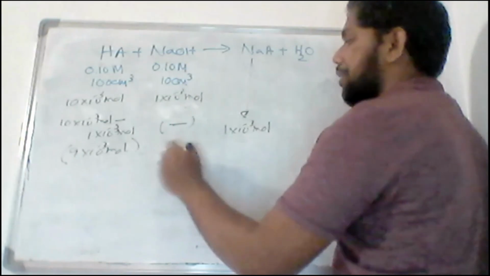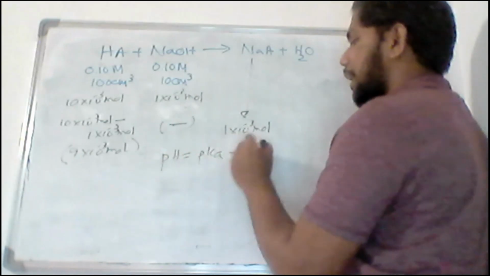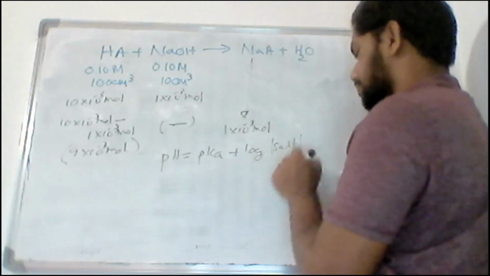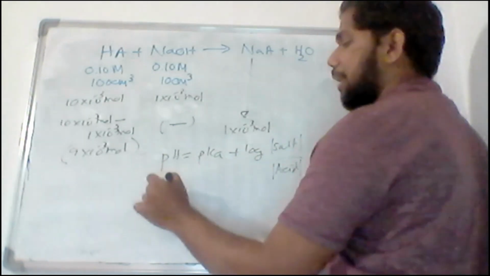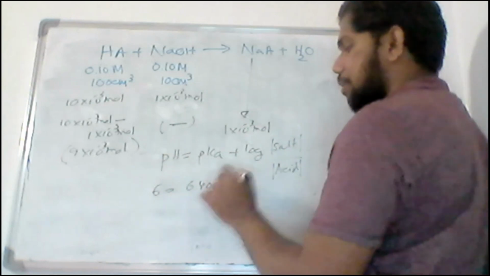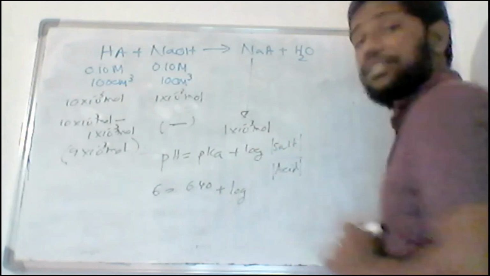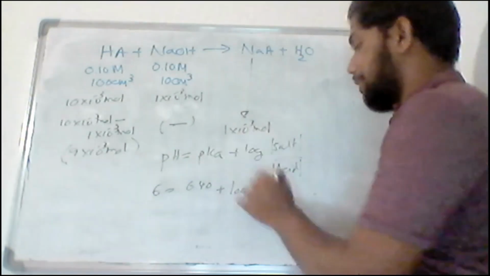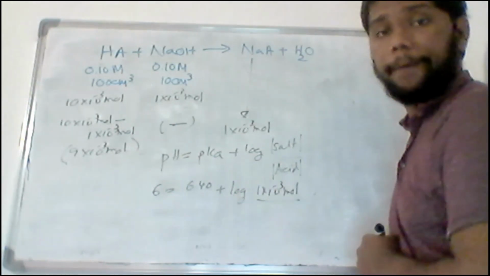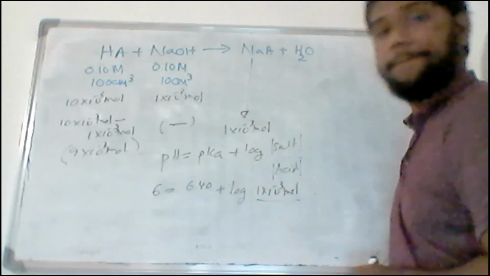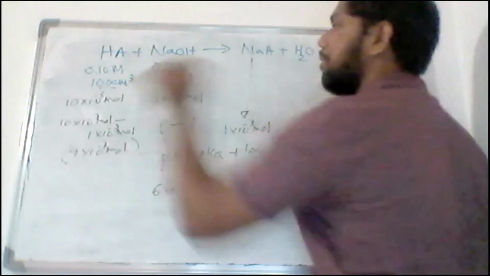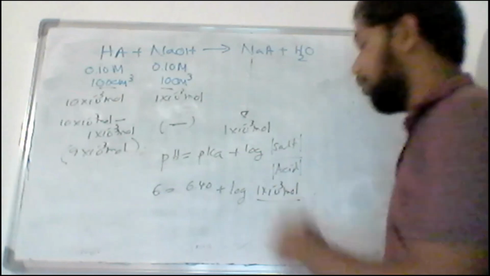So according to this equation, pH is equal to pKa plus log of salt over acid concentration. We need to obtain a pH of 6, so this is 6.4 plus log. Now, what is the salt concentration? The salt concentration here is 1 into 10 to the power minus 3 moles over the volume. What is the volume? I am mixing 10 cubic centimeter and 100 cubic centimeter, so the total volume is 110.